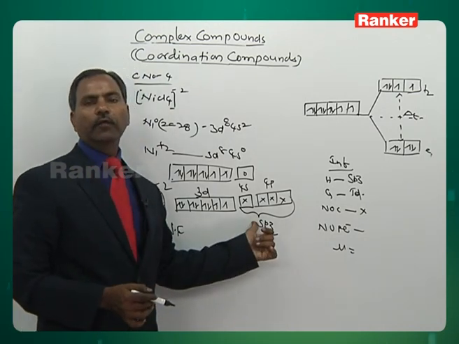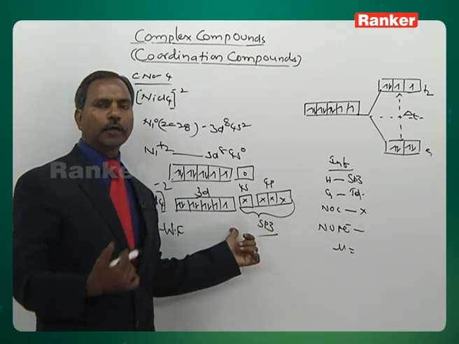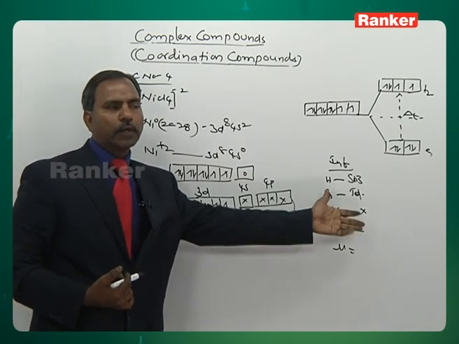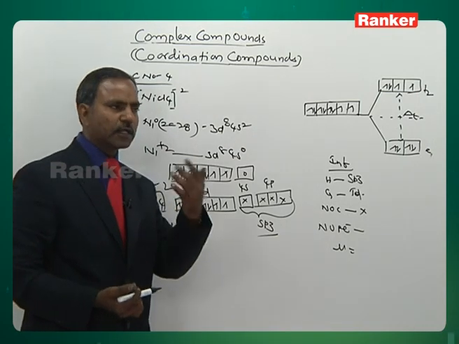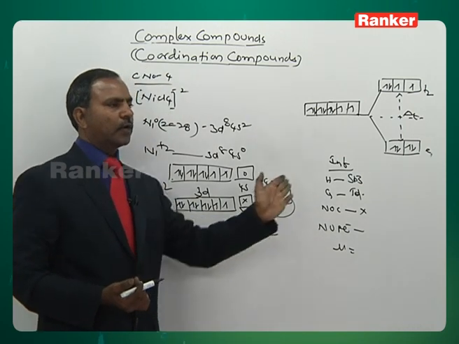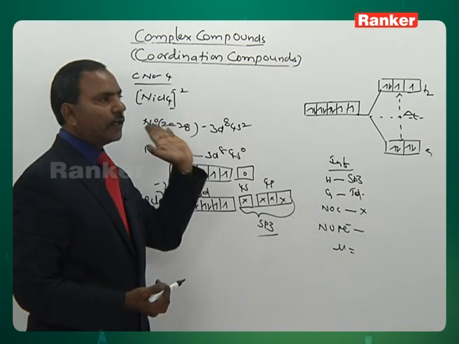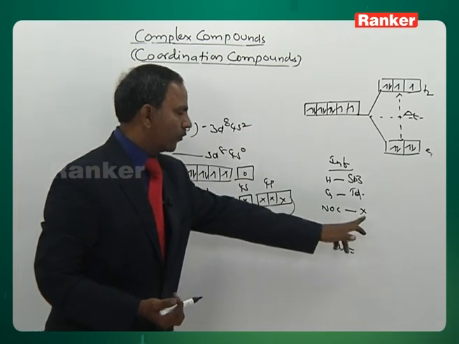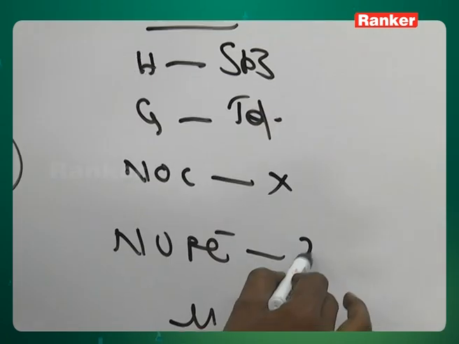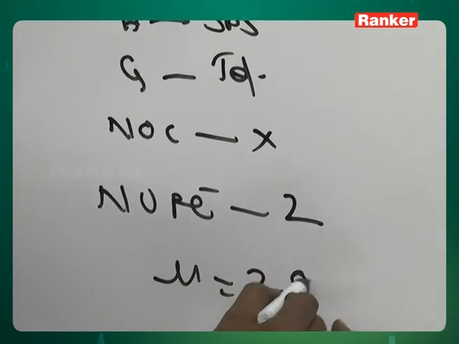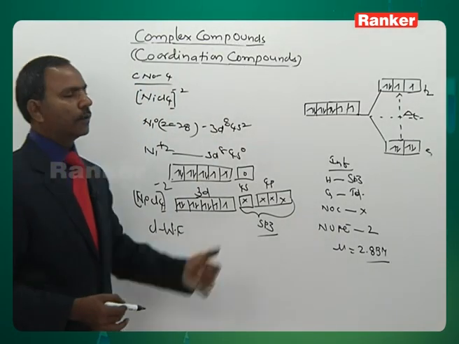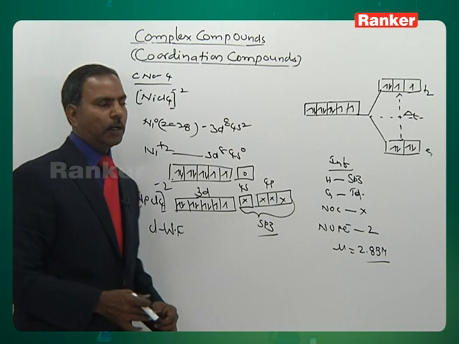Why? Wherever 3d is involved, we said inner orbital. Wherever 4d is involved, we said outer orbital. But here there is no participation of any d orbital. It is not an inner orbital complex, not an outer orbital complex. It is tetrahedral geometry and sp3. Therefore, you don't say either inner or outer here. Coming to the number of unpaired electrons, it is 2. Magnetic moment comes to be 2.8 BM. This is the information about this particular nickel tetrachloride complex.